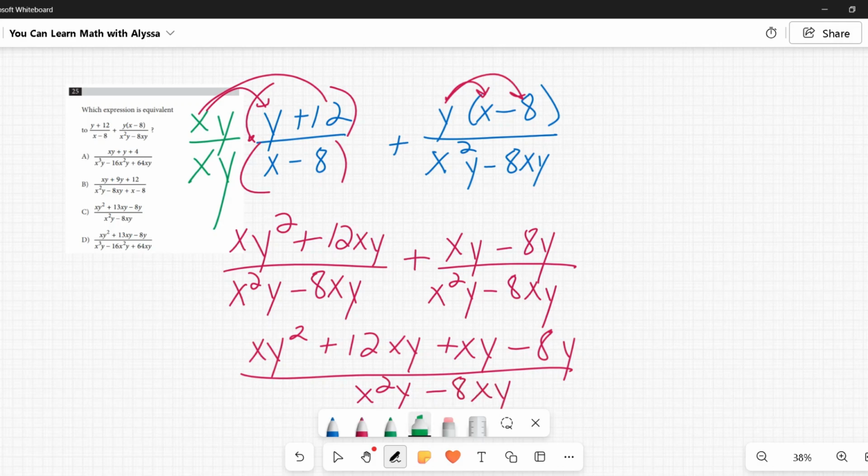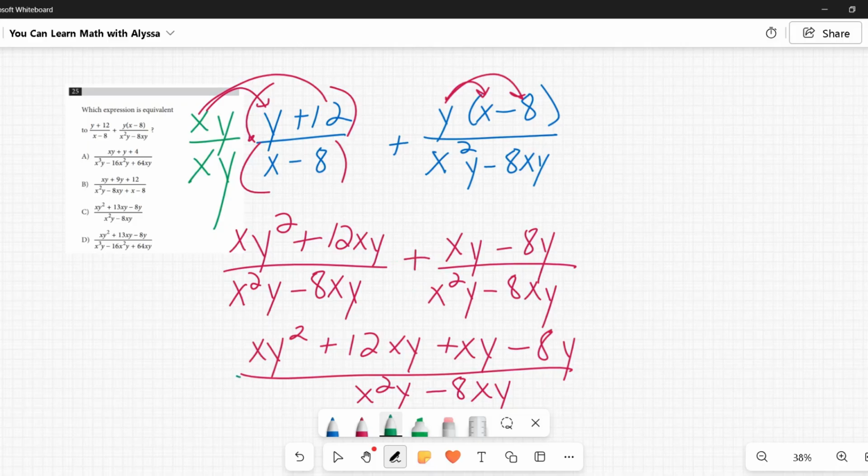One thing to be mindful of, this is a plus, which makes it nice and simple for us. If this were a minus, always remember it applies to everything, so change the signs on everything. Just a little tip there, because they like to throw those in.